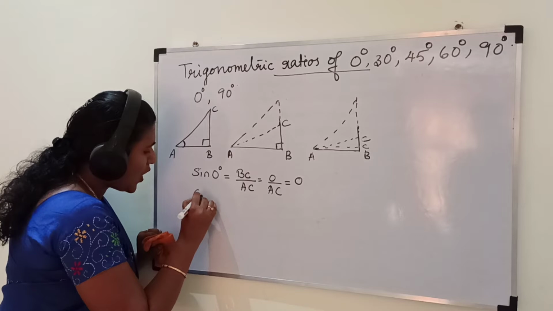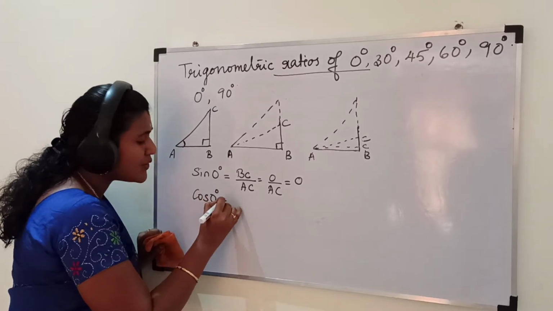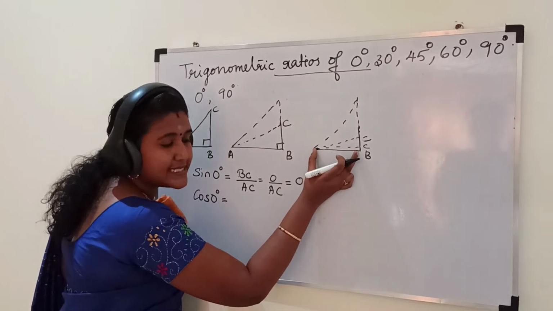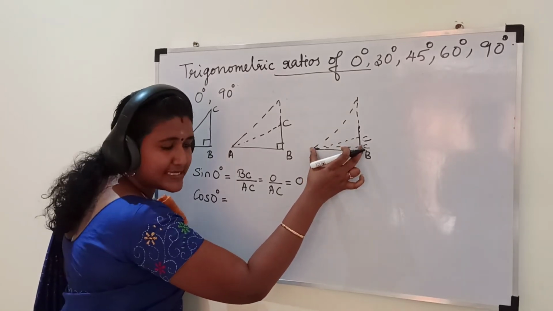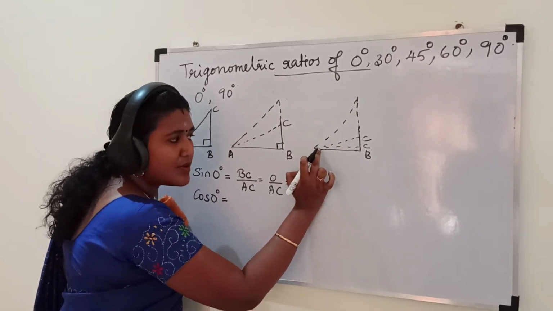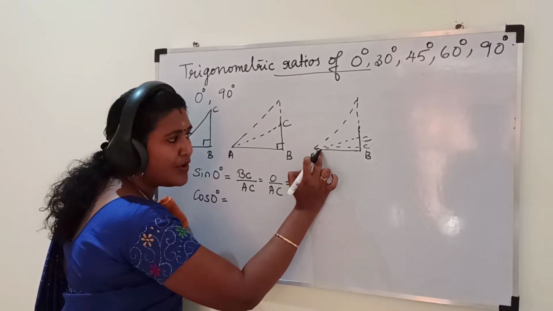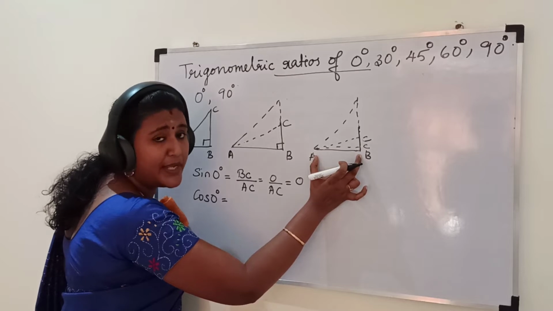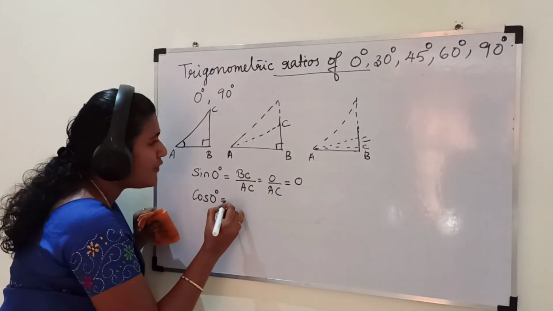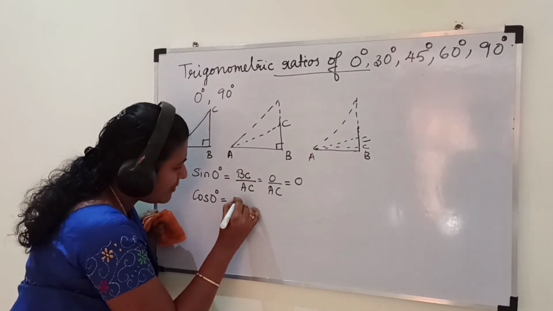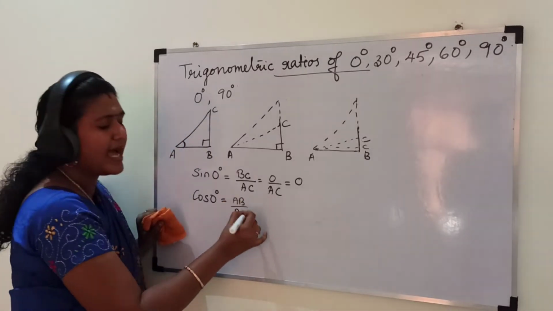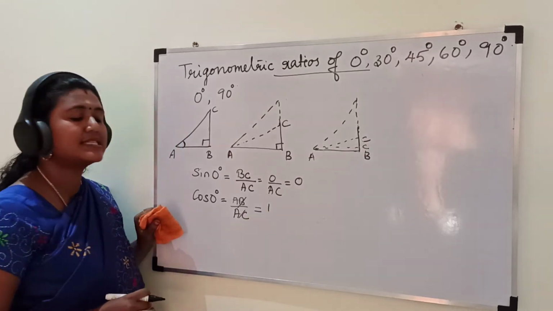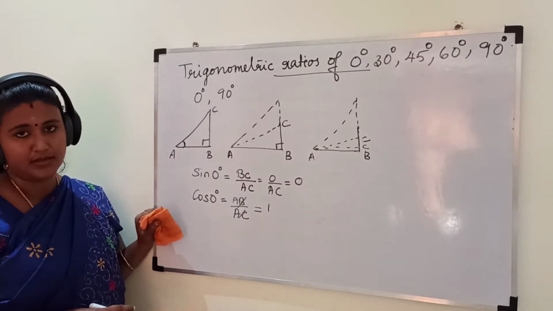Now we will see cos 0 degree. Cos 0 is adjacent side by hypotenuse. Adjacent side is AB and hypotenuse is AC. When A gets closer and closer to 0, the sides AC and AB will be almost the same. So we get AB by AC, but AB and AC are almost the same, so cos 0 degree is equal to 1.